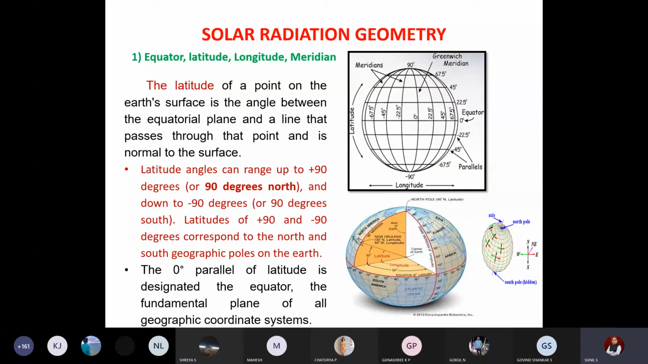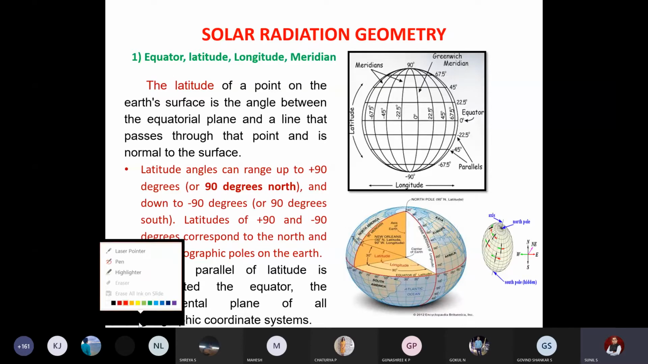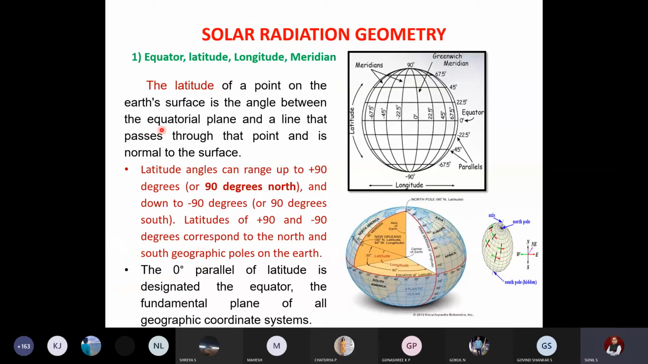So the most basic definitions are, first we have to study what is equator, what is latitude, longitude, and what is meridian. So these are the common terms that will be used. So what do you mean by latitude? Latitude of a point on the Earth's surface is the angle between the equatorial plane. So first we will just discuss what actually is the equatorial plane. You can see in the second sketch very clearly, right?